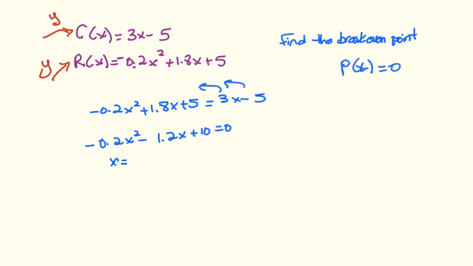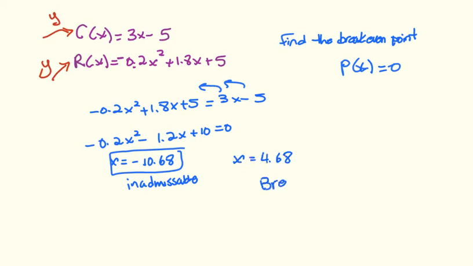You'll get a negative answer, which is x equals negative 10.68, which is obviously inadmissible, because remember, x represents the number of items produced or sold, so we can't have negative values. And then the other value would be x is equal to 4.68. So break even happens when selling or producing 4,680 if the number of items are expressed in thousands.